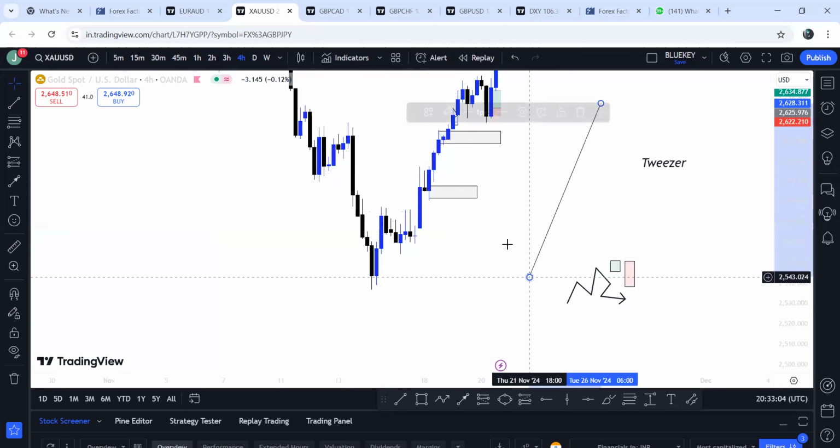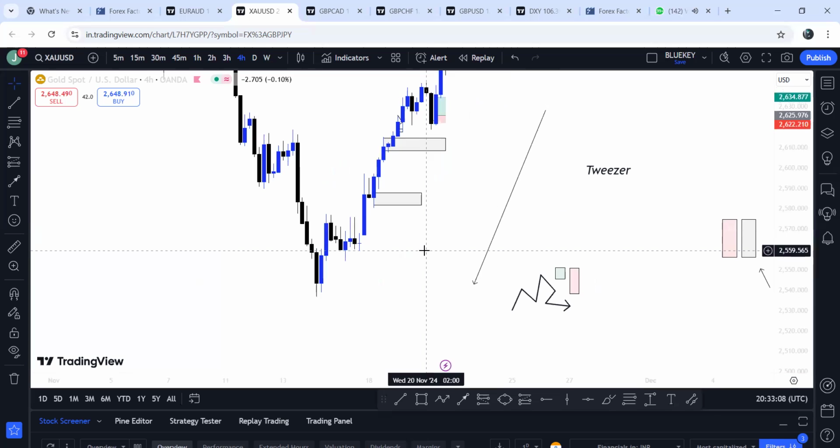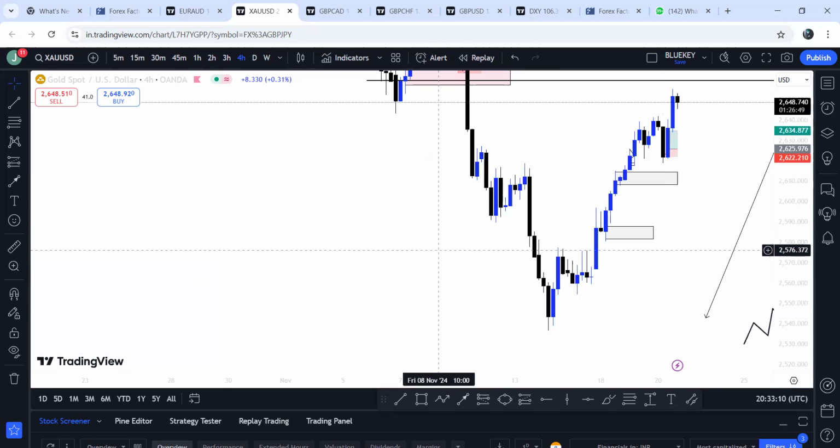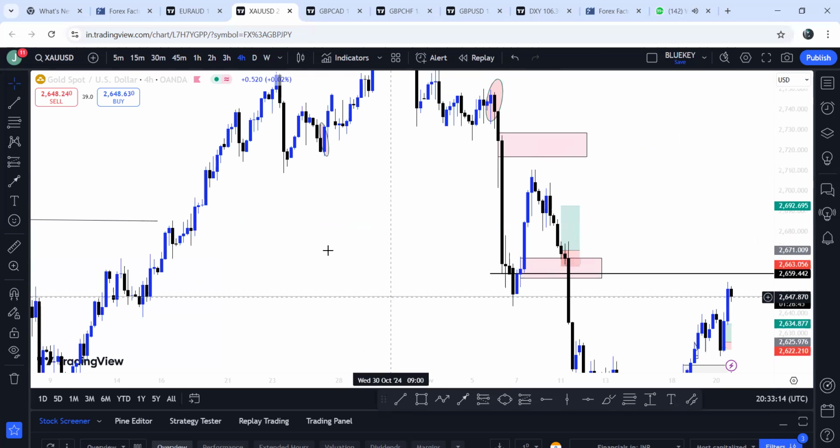And from there, what happens? You start seeing the market going up, going up. That is how a bullish tweezer works. Or a bearish tweezer, on the other hand, is a selling candle. Let me see if I can find a bearish tweezer.